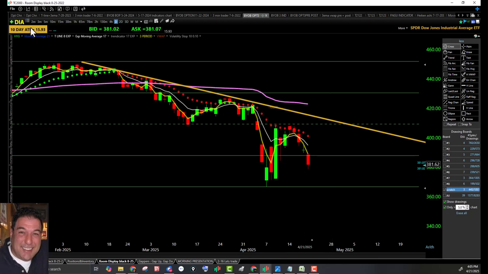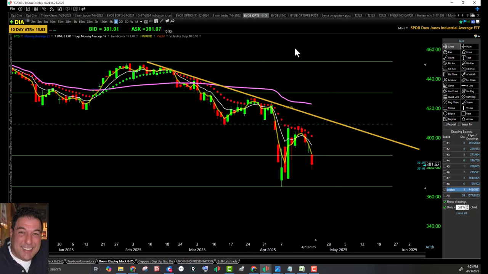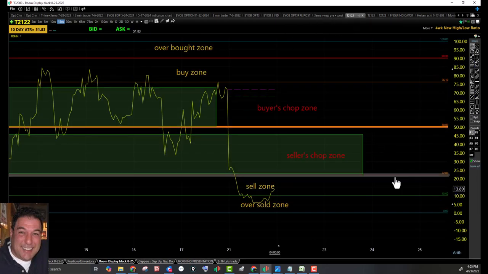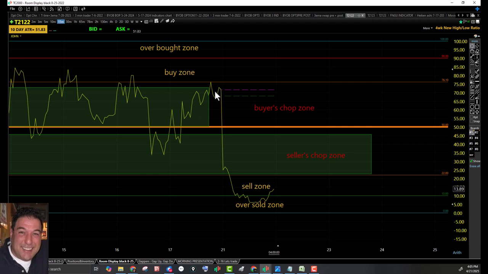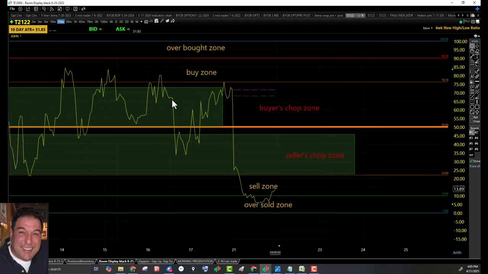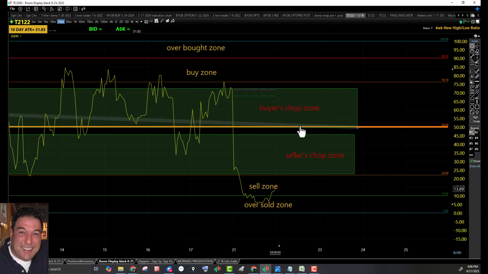All right, so there's Diamond Dow. Let's take a look at technicals, T2122. You can see we got popped right out of the buyer's chop zone yesterday. Nothing but consolidation on Thursday.